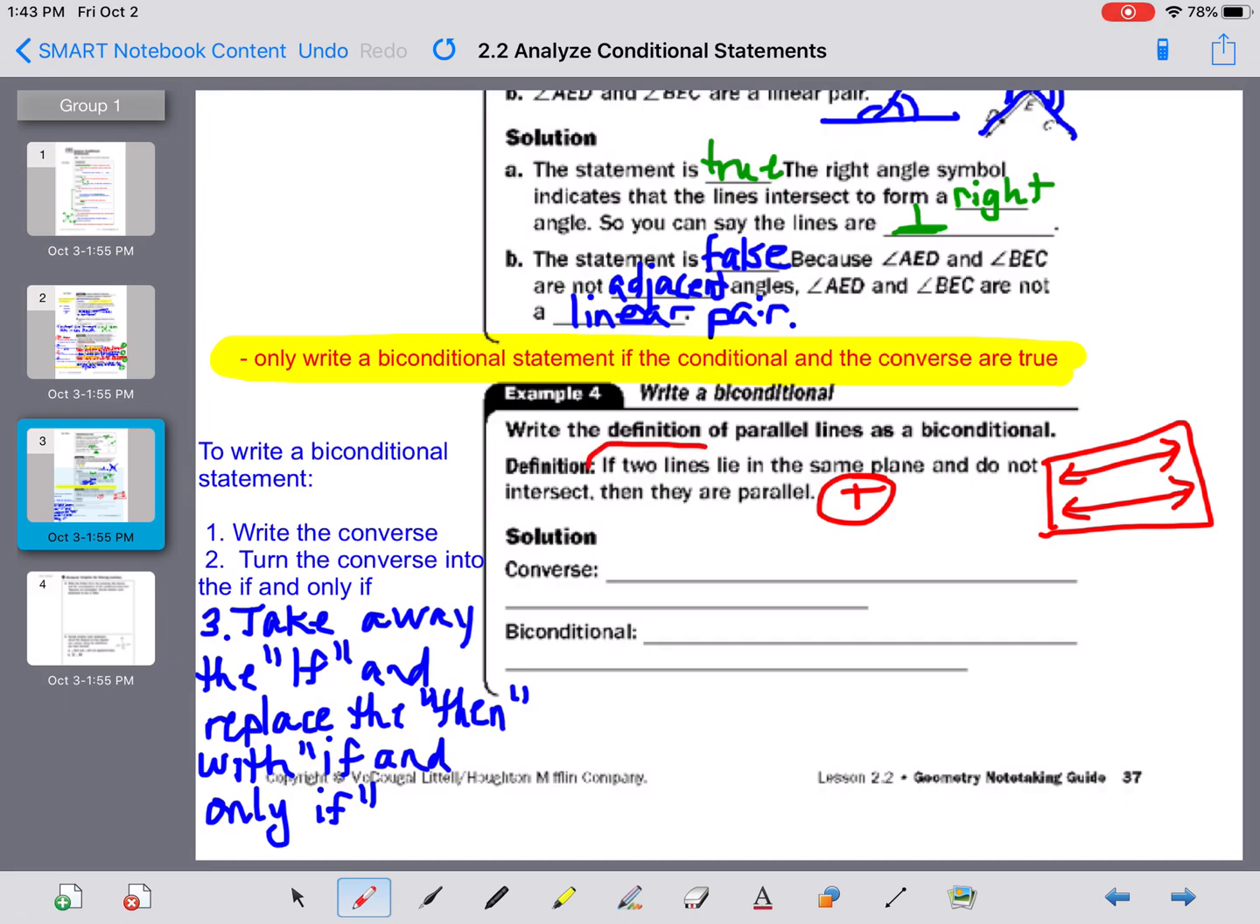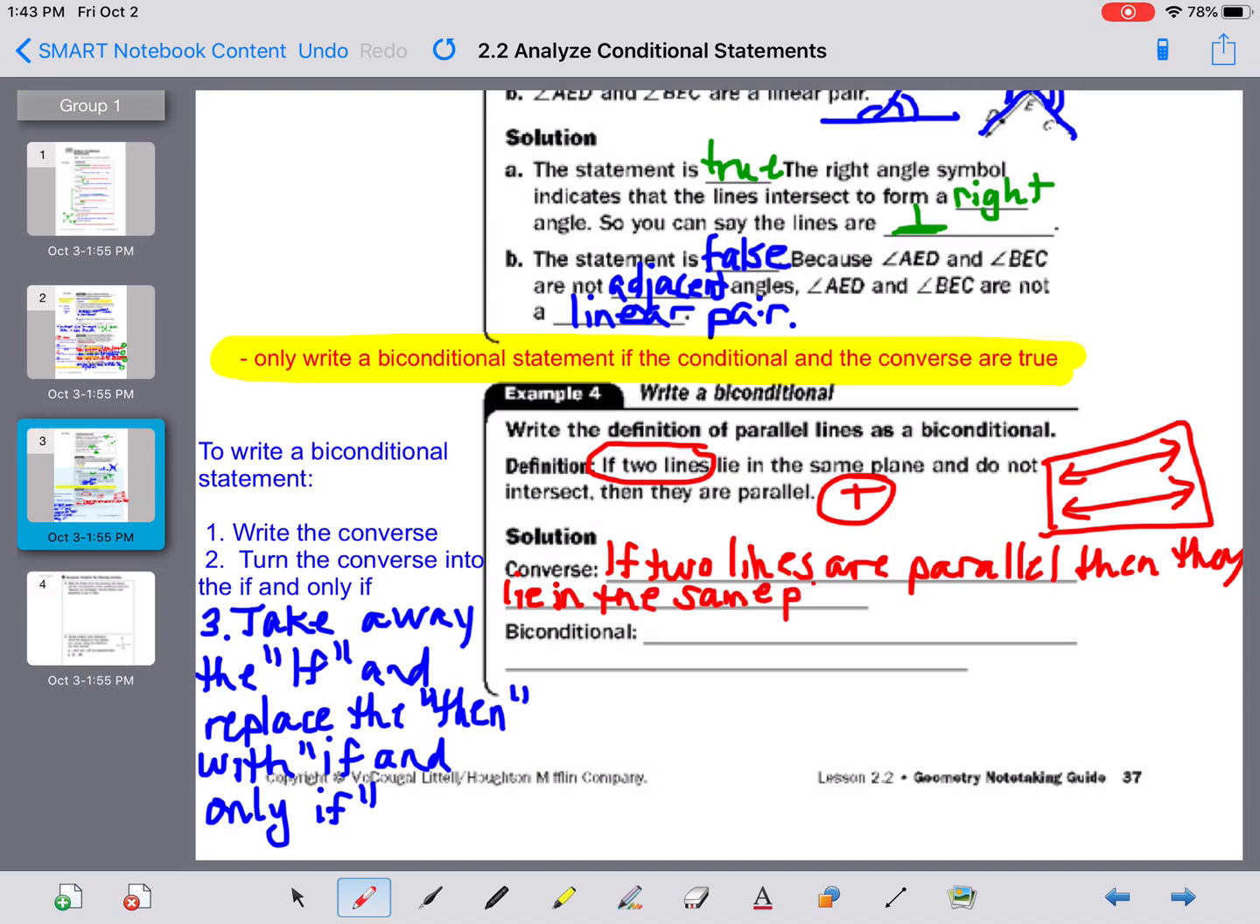Okay, let's write the flip, the converse, okay? And remember, this is kind of my category here, right? If two lines. So we're going to say if two lines. The converse flips our information around. So if two lines are parallel, then they lie in the same plane and do not intersect. All right, so there's my converse.